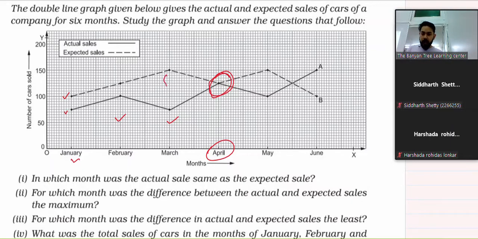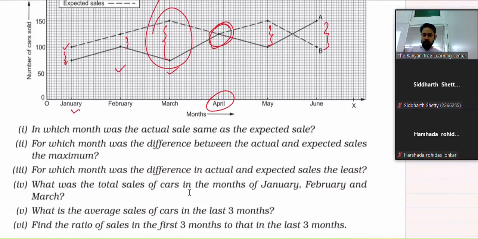Yes, see, the gap is this. Here also there is a gap, here also there is a gap, but the gap is maximum over here in March. For which month was the difference in actual and expected sales the least? January and February, both. The difference was only for 25 cars, right? January as well as February.